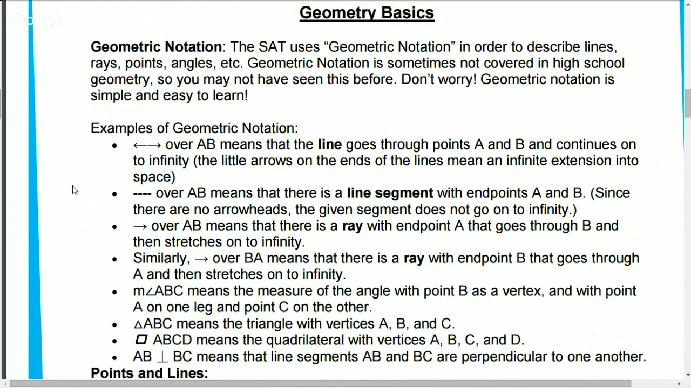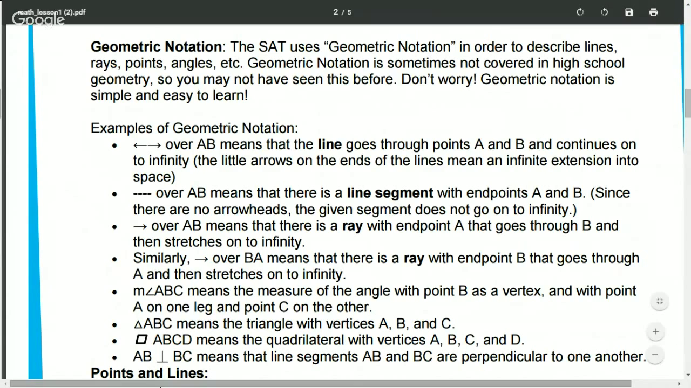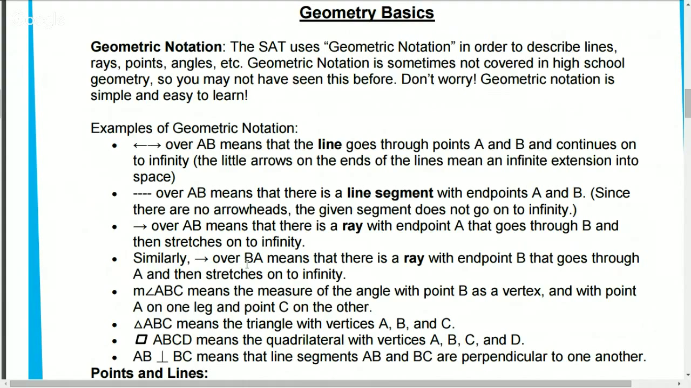Similarly, a ray over BA means that there is a ray with endpoint B that goes through A and stretches on to infinity. So the first letter of each combination means that there is a line segment or a point, and that's where the point starts.